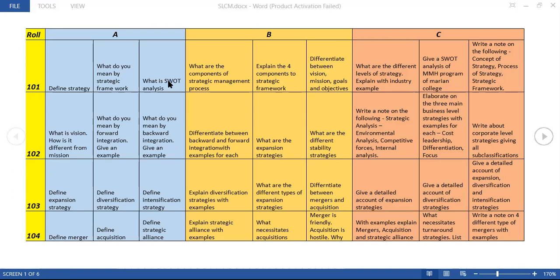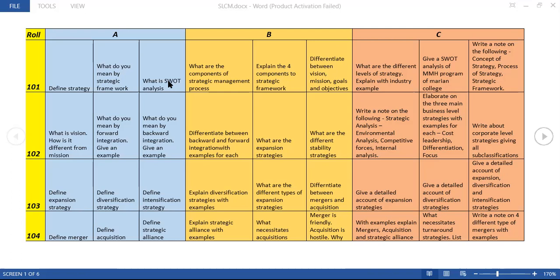And then the next question, C part, second question is about the MMH program and doing a SWOT analysis of that. That is quite a personal kind of thing, and it was already there in the CA3 exams. So that is something you have to write on your own. Then a note on concept of strategy, process of strategy, and strategic framework, which is a combination of all these together.